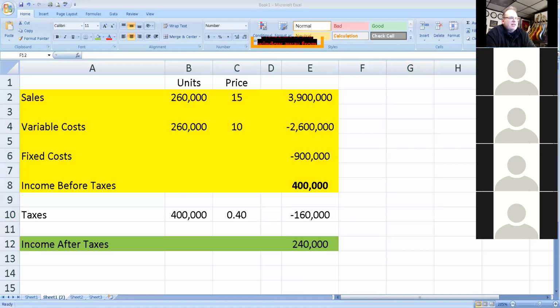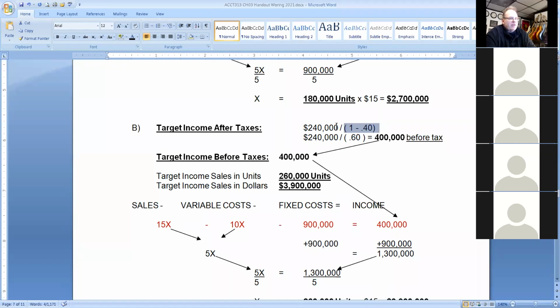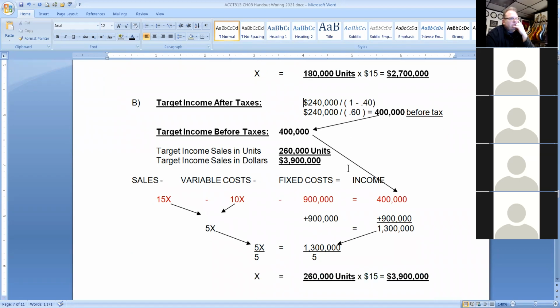And basically, it's exactly the same as we did before. The only thing that's different is this 1 minus the tax rate. And if they don't give you a tax rate, 1 minus 0 is 1, and 240,000 divided by 1 would be 240,000. So if they give you a tax rate, to find the before taxes, you divide it. Question on that?